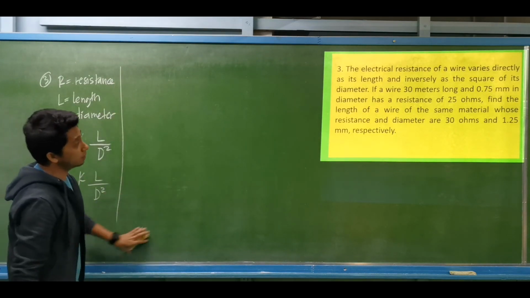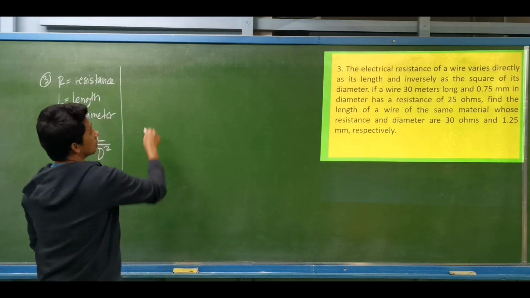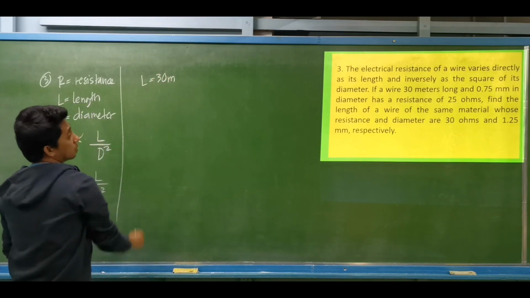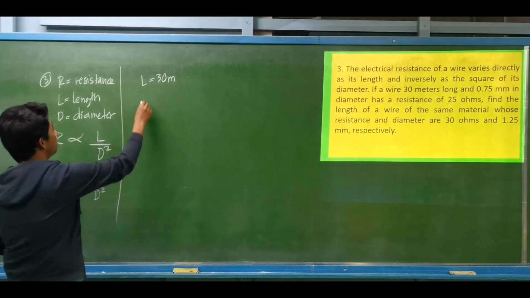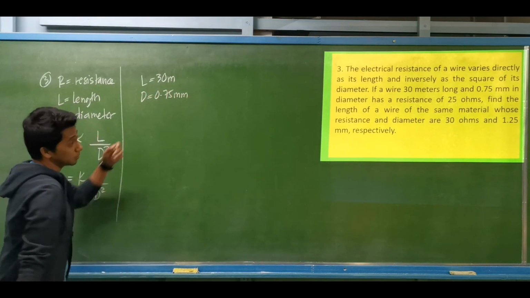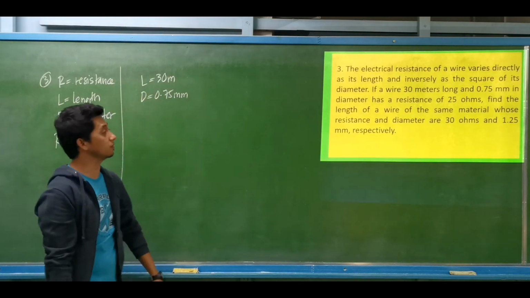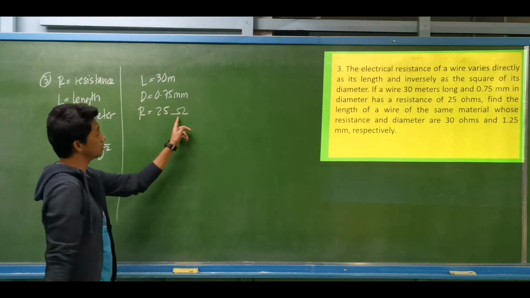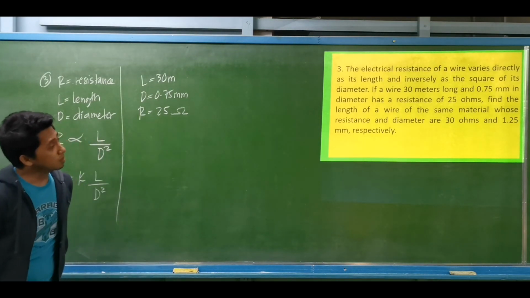So let's have the given. Initial given, we have the length equal to 30 meters. If a wire 30 meters long and our diameter is equal to 0.75 millimeters has a resistance of 25 ohms, so let's say the resistance is equal to 25. This is the symbol for the unit ohms, omega. So 25 ohms.